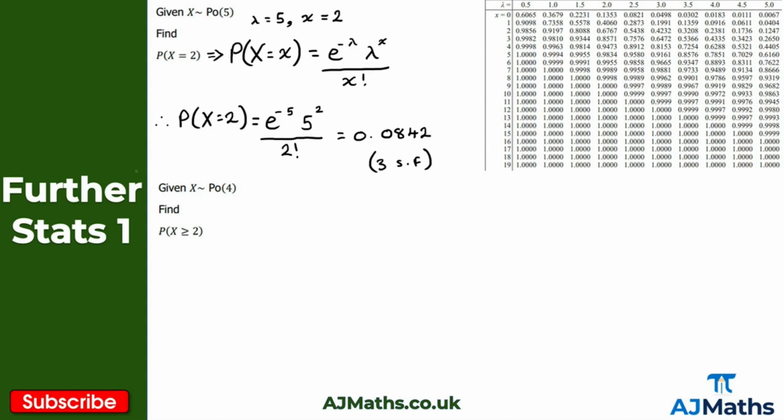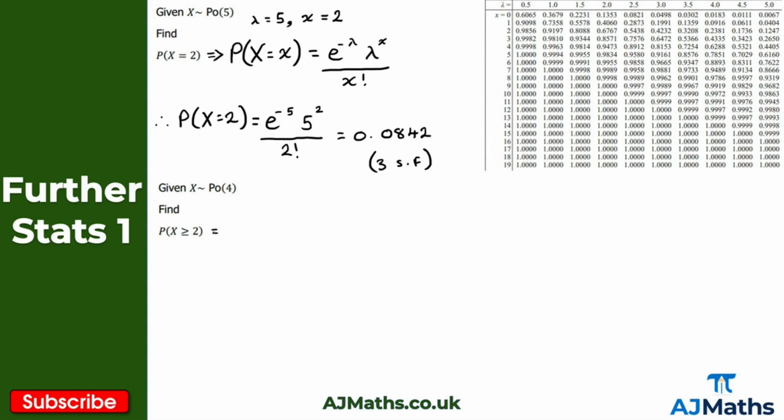Let's take a look at this second one here. So again, we've got our variable x. We know it follows a Poisson distribution with parameter 4. So we are asked to find the probability that x is greater than or equal to 2. And we can't just simply use this formula now, and the reason for that is because this obviously is equals. In this case, it's greater than or equal to a value. So how do we find probabilities like this?